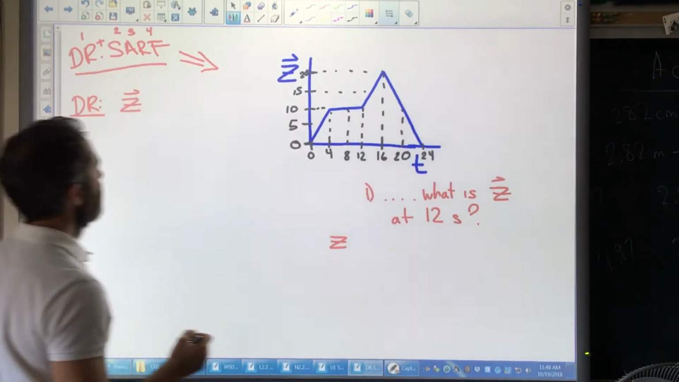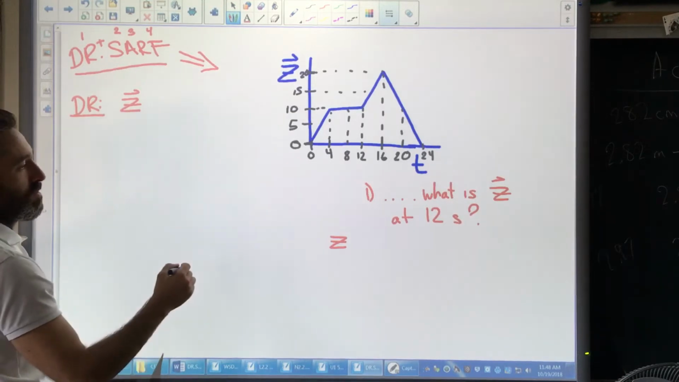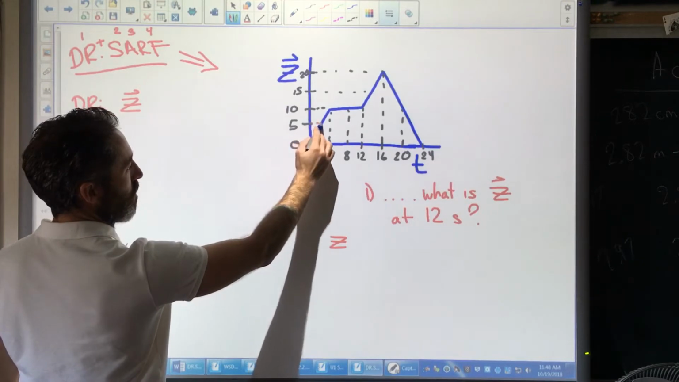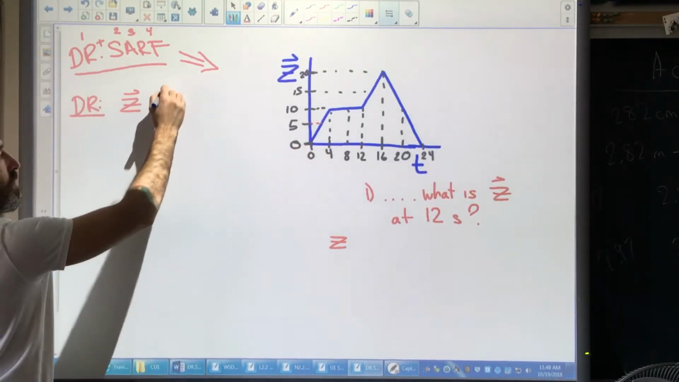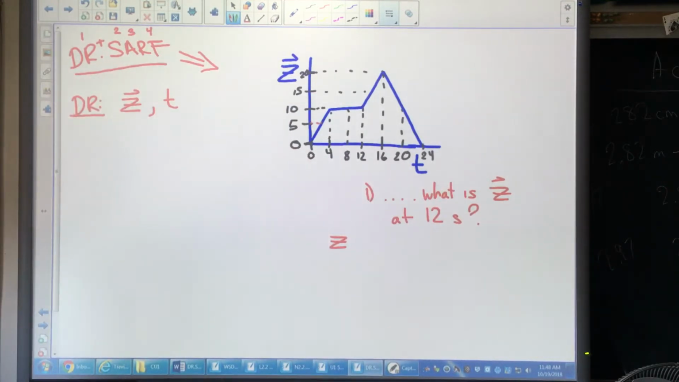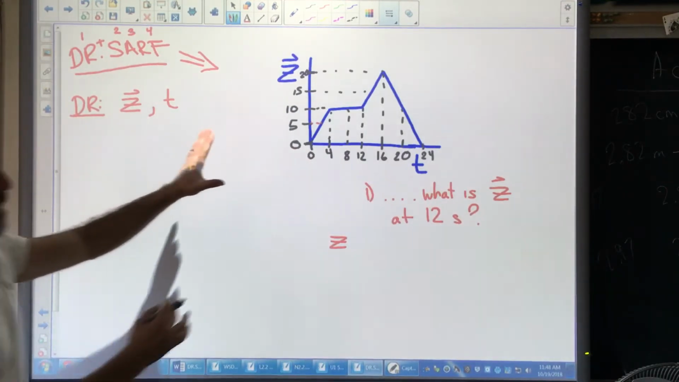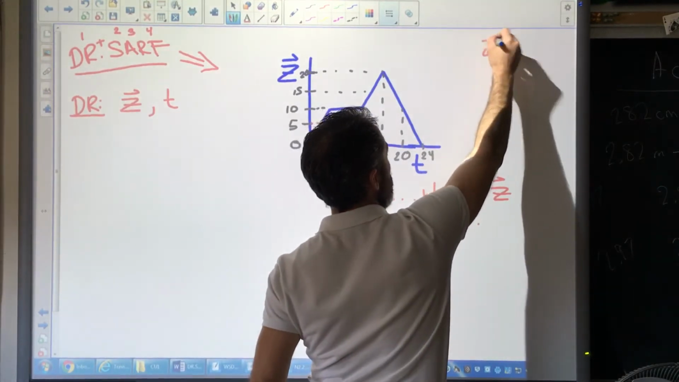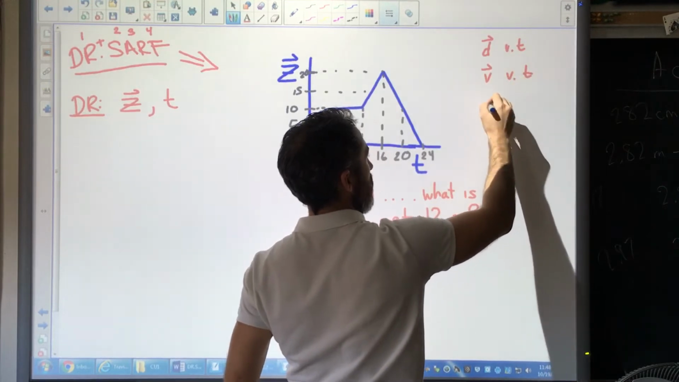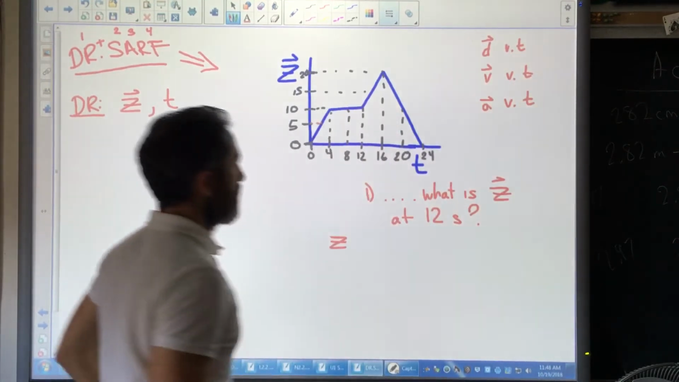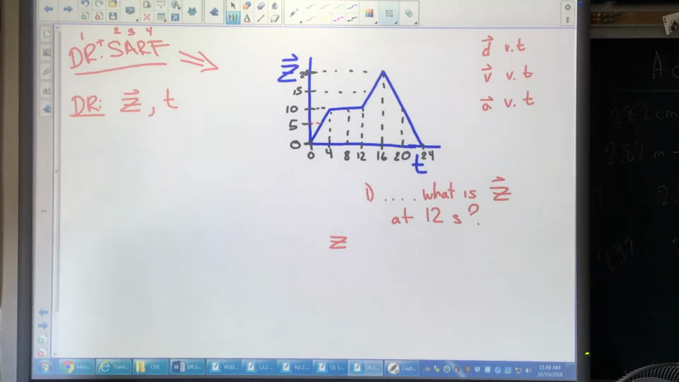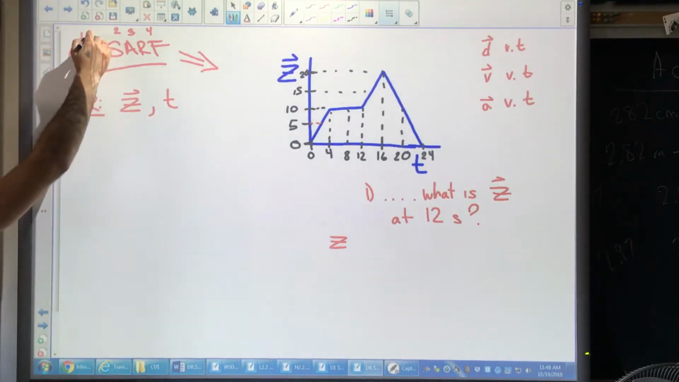Z is 10. You could also do this in reverse. What is the time when Z is 5? Well, you can run in reverse over here. The time is 2 seconds. So direct read is just getting the physical quantities that are on the axes themselves. Okay, now imagine, replace this with instead displacement versus time, or velocity versus time, or acceleration versus time. Well, then instead of saying direct read gives you Z, well, direct read will give you displacement or velocity or acceleration.